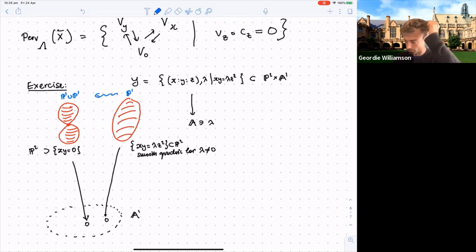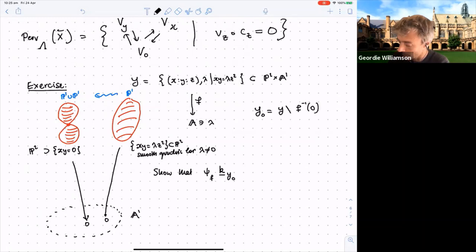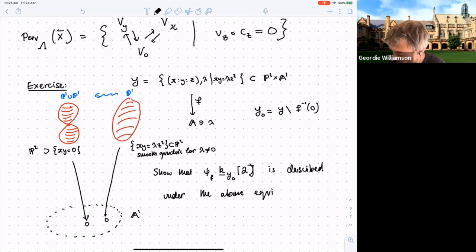Okay, and now the exercise is the following. Show that the nearby cycle of the constant sheaf on Y0, so Y0 is Y without f inverse of 0, shifted by 2 to make it perverse, is described under the above equivalence by the following diagram of vector spaces.